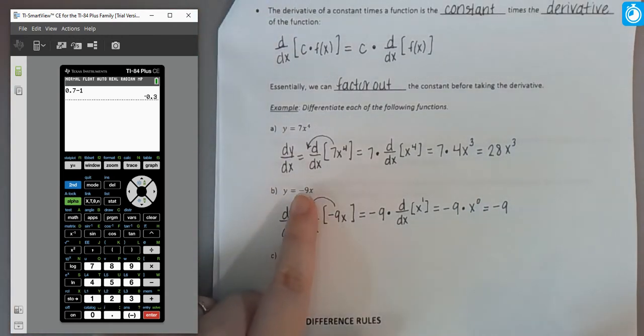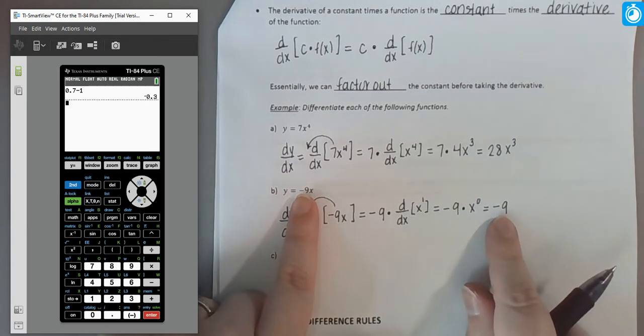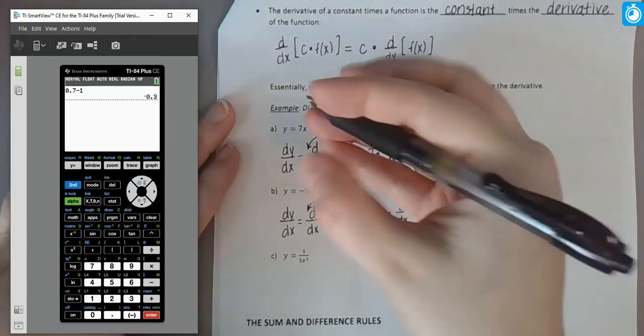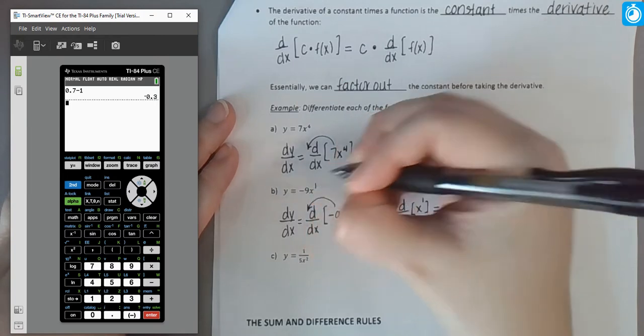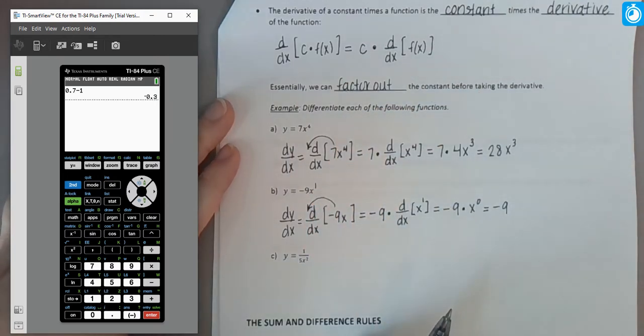Notice what happened here if we compare the original function to its derivative. Essentially, the x went away. So anytime we start with a function where it's x to the power 1 and then take its derivative like this, essentially that's just going to be eliminated.